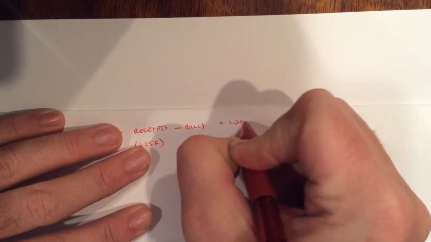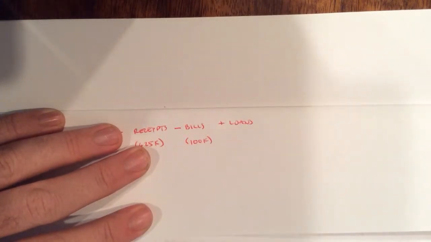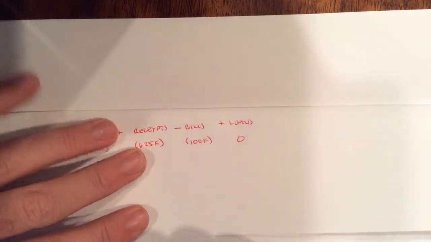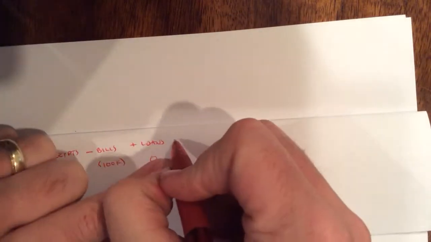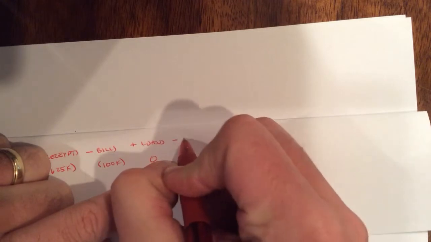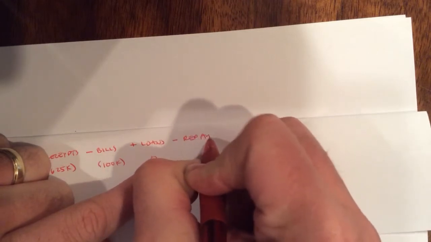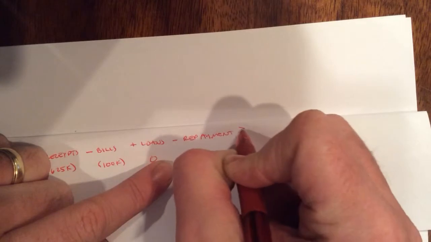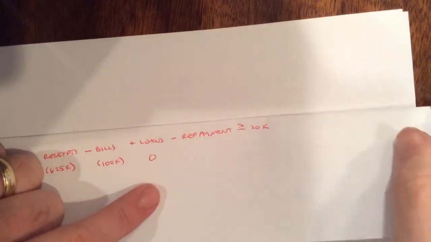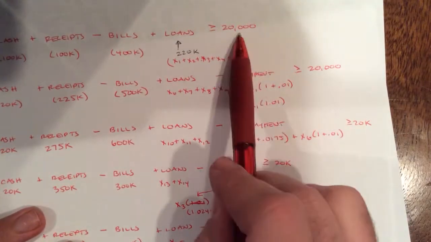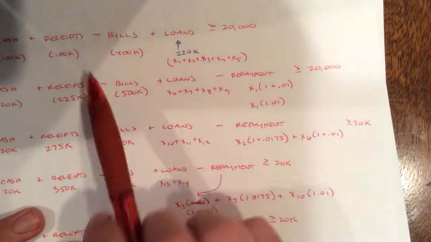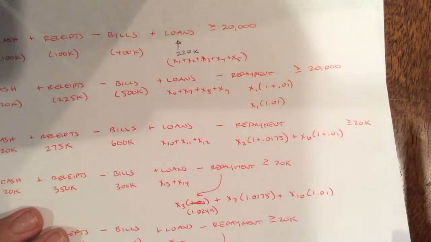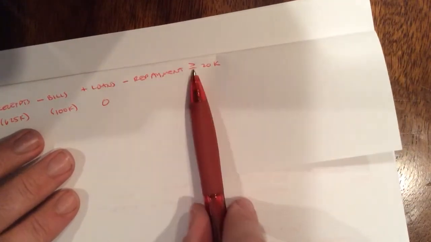Plus our loans, but how many loans do we actually take out in month 6? Well, we don't take any. So that's 0, but we do have to pay back a bunch of loans, minus our repayment. It has to be greater than or equal to 20K. Now, real quick to point out, in all these other months we're going to be equal to 20,000 because we want to take out as few loans as possible. But in this last month, if we end up with more than 20,000, we're okay. So we want to make sure the constraints are greater than or equal to 20,000.